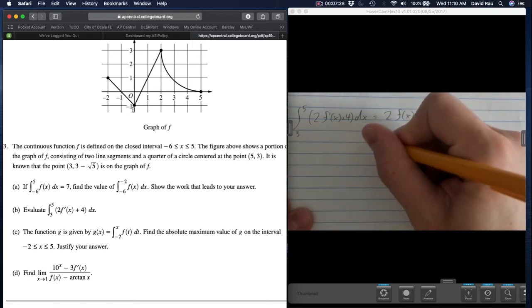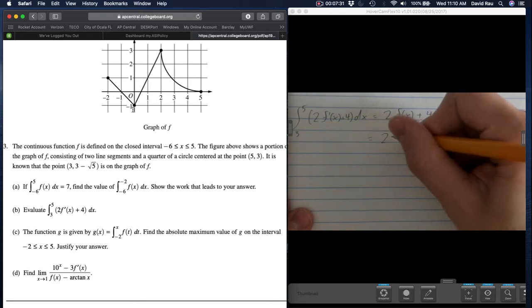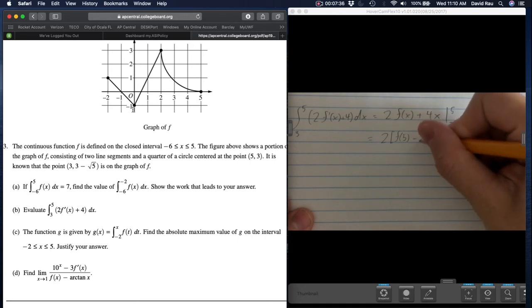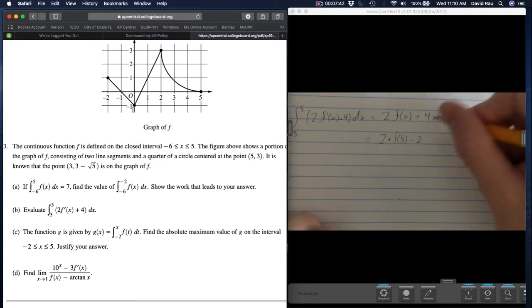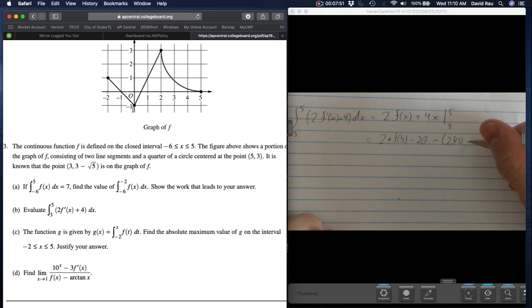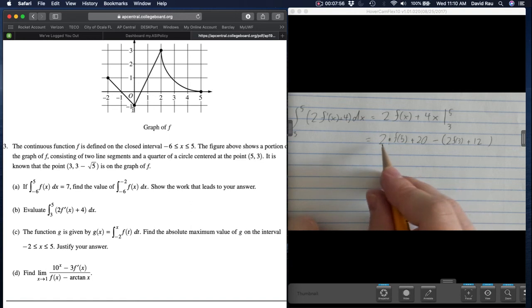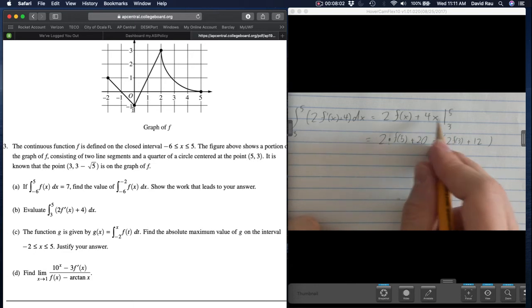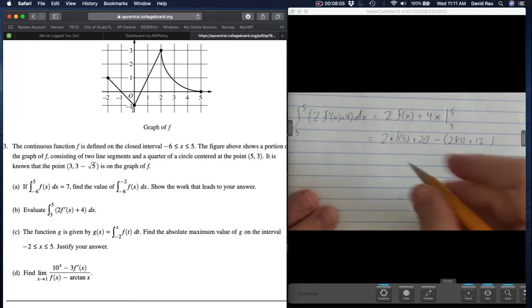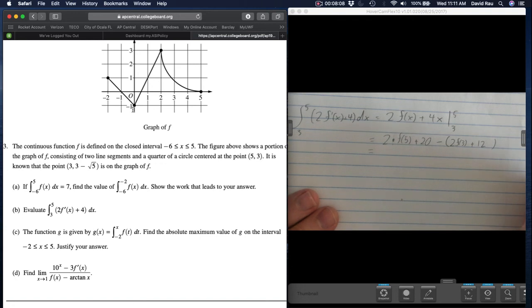So when I plug this in, the idea is the answer is going to be 2 times f of 5 minus 20. Maybe I don't need parentheses here. I have 2 times f of 5 minus 20 when I substitute the 5 in, minus, now I need parentheses, 2 times f of 3 plus 12. I'm making mistakes all over the place. It should be 2f of 5 plus 20, then the minus for the whole integral, 2 times f of 3 plus 12, and that minus will distribute. Sorry, I'm making a lot of silly mistakes as I talk through this.